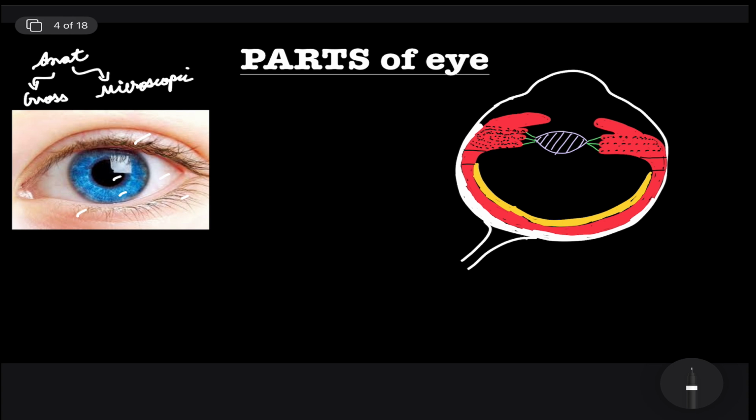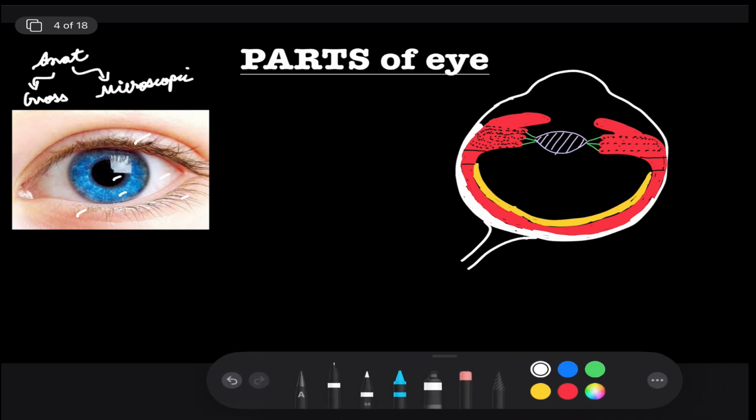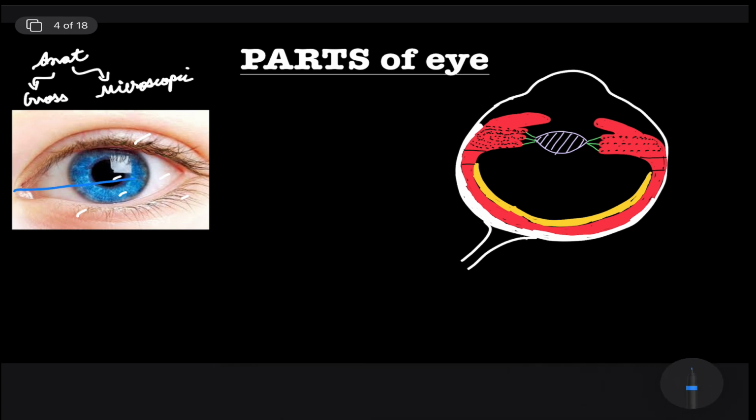But if we are to really study the anatomy of a structure, we need to study it in a cross section, some form of a section. So what we have done here, and that is what is represented in the right side picture, is we have basically sectioned the eye like this, and then we are seeing it from above.